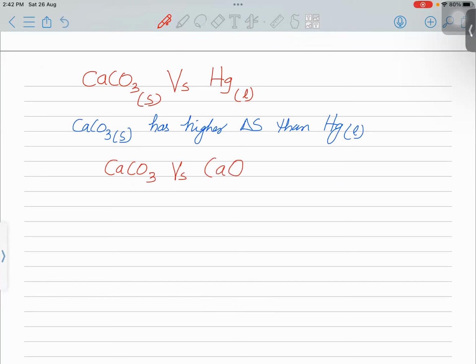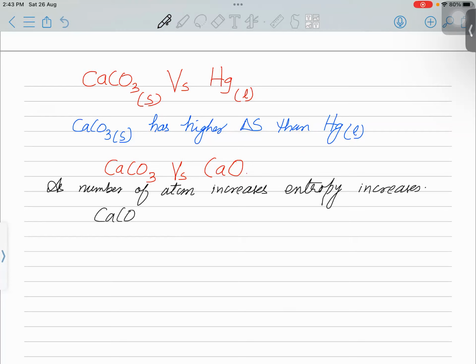Now, calcium carbonate versus calcium oxide. You can see that calcium carbonate has more atoms. Calcium oxide has fewer atoms. As the number of atoms increases, entropy increases. So calcium carbonate has more entropy than calcium oxide.